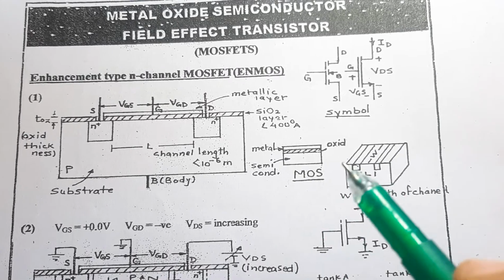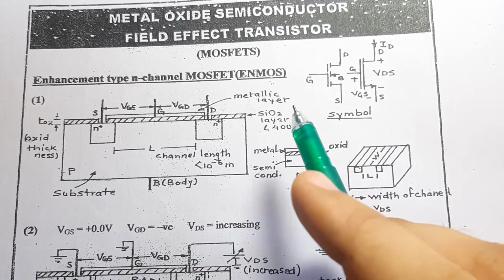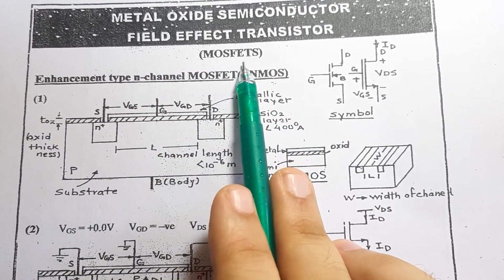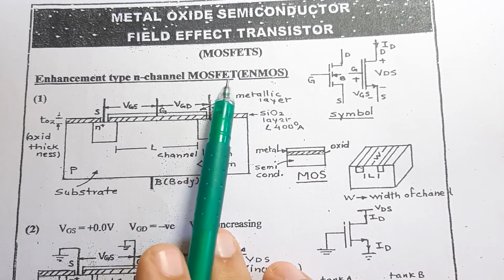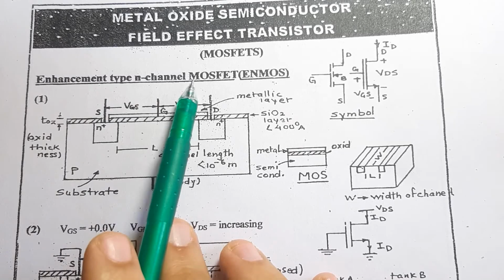Hello everyone. Today we are going to start with a topic called metal oxide semiconductor field effect transistor. In short, we are going to start with MOSFET today. Now, as you can see, there is a word written over here: enhancement type N-channel MOSFET.